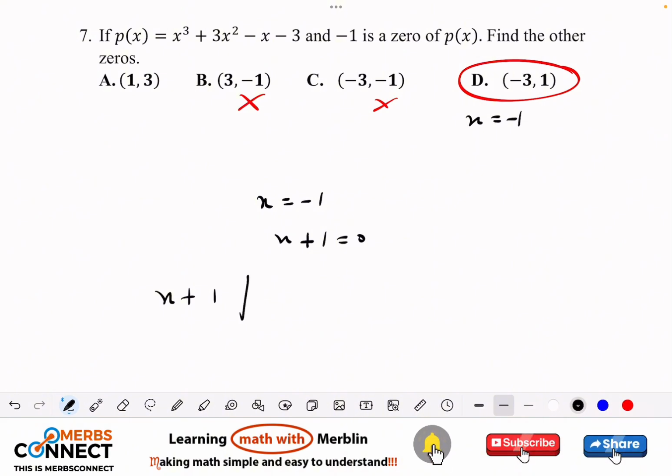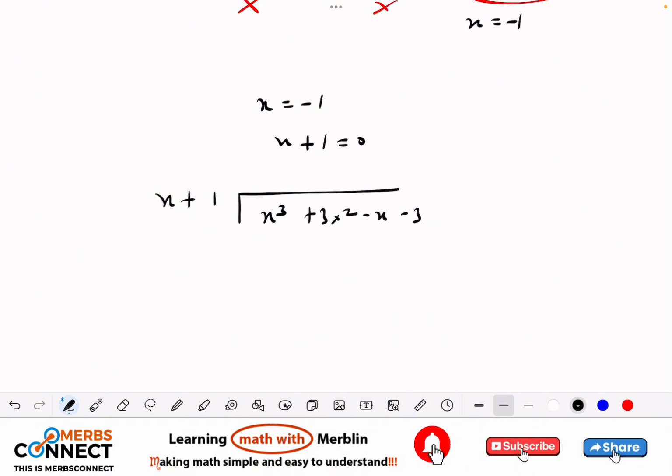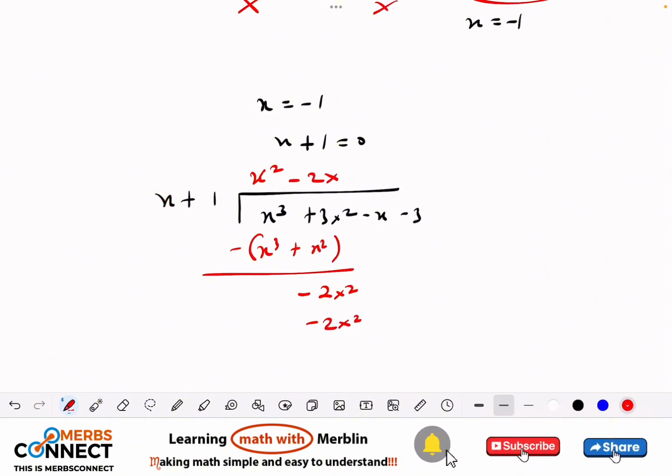Then I have this here. Then I have x cubed plus 3x squared minus x minus 3. x goes here how many times? x squared. So on the top, let me use x squared. Then x squared times this one is going to give us x cubed plus x squared. Subtract. This and this will be 0. This minus this is going to give us -2x squared. This divided by this is going to give us -2x. -2x times this and times this is going to give us -2x squared.